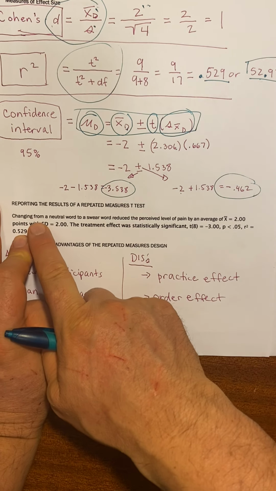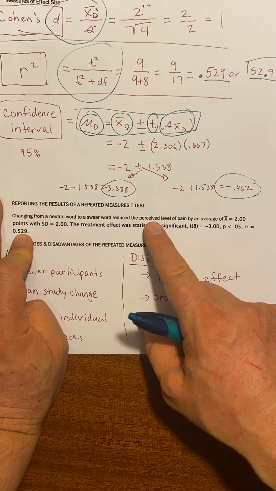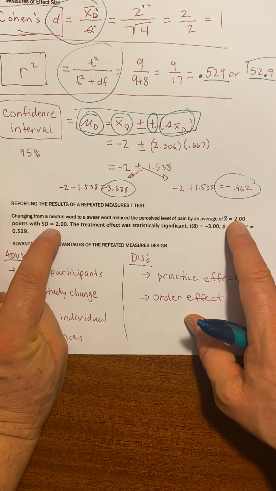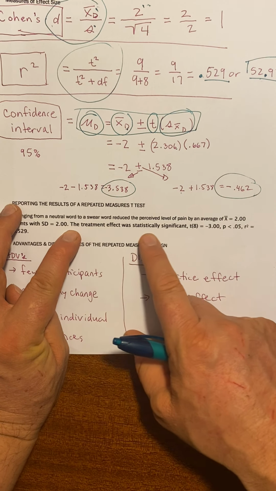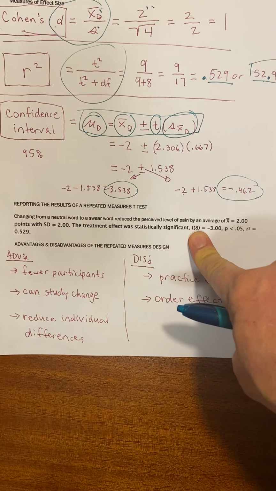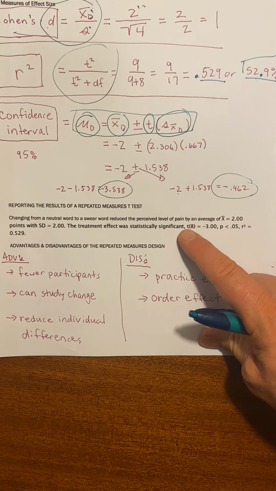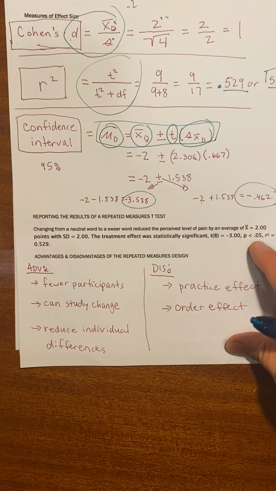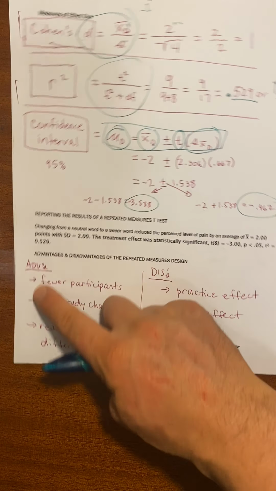You start out by talking about what your result is. So here, changing from a neutral word to a swear word reduced the perceived level of pain by an average of 2 points with a standard deviation of 2. The treatment effect was statistically significant, comma, T. What's in that parentheses? It is your degrees of freedom. So you're saying that you got a T of this -3 with those degrees of freedom using that probability, and your R-squared value was this 0.529.